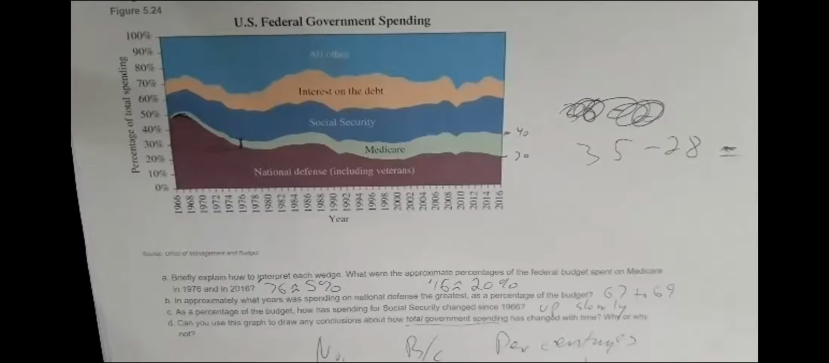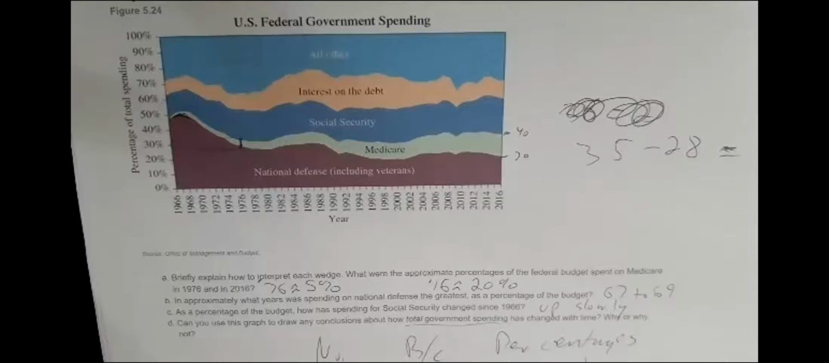And I could absolutely be wrong on this, but I think when they talk about total spending, they talk about the actual raw cash amount that we're spending, but I could be wrong. We're in 5D now, huh? Let's see. 5D, this is number 23? It says how total government spending has changed with time. Yeah, that's what they're wanting.